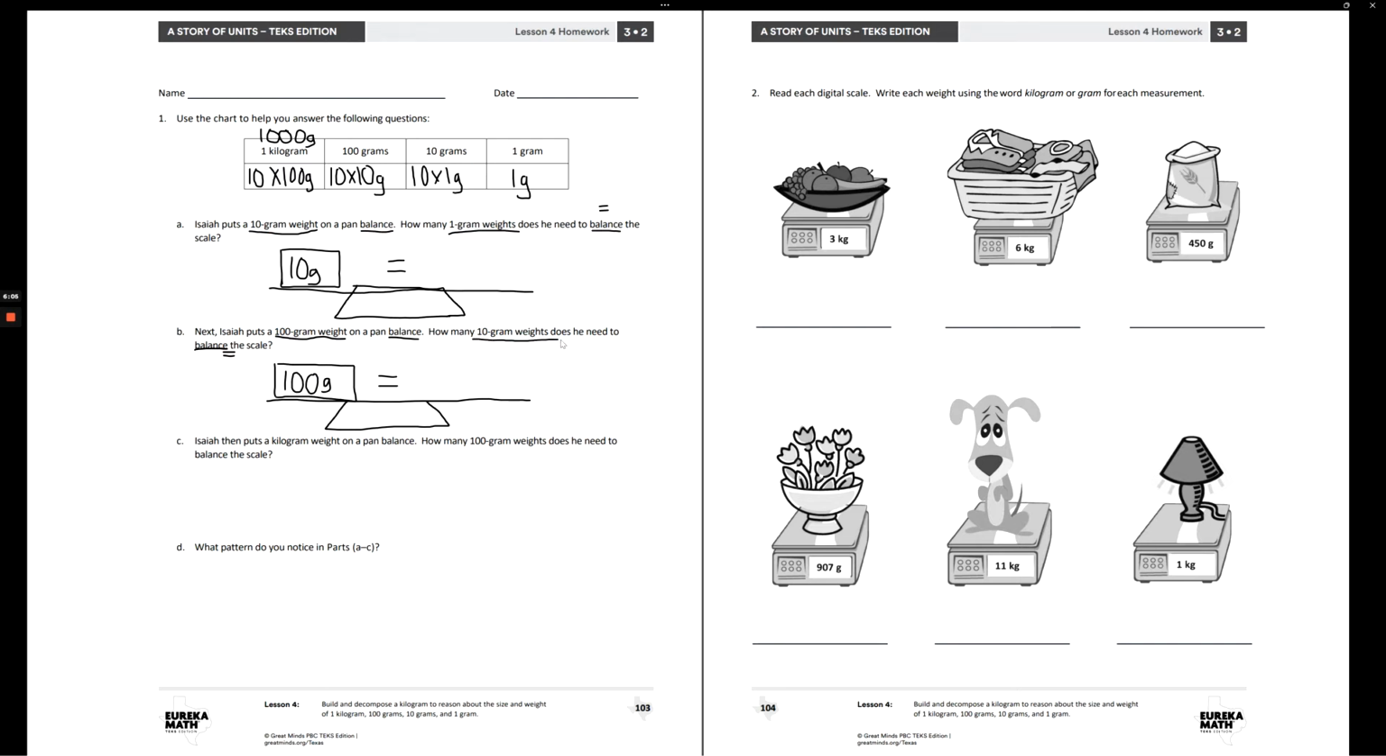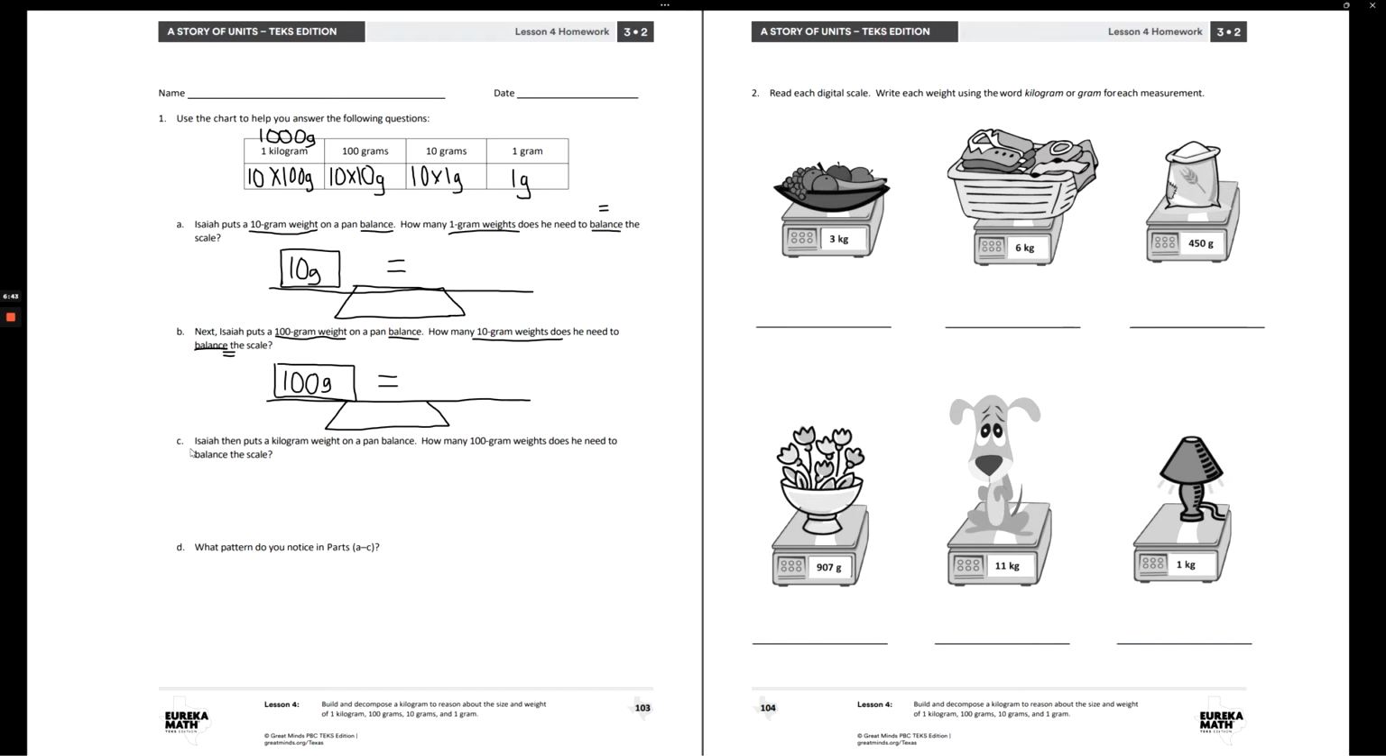Now, how many 10-gram weights do we need to make both sides equal? Let's go up here to our chart that's helping us. I know 10 can go into 100 10 times because 10 groups of 10 grams make 100 grams, right? So 10 groups of 10 grams would equal 100 grams. So over on this side, I want to see 10 groups of 10 grams that will also weigh 100 grams.